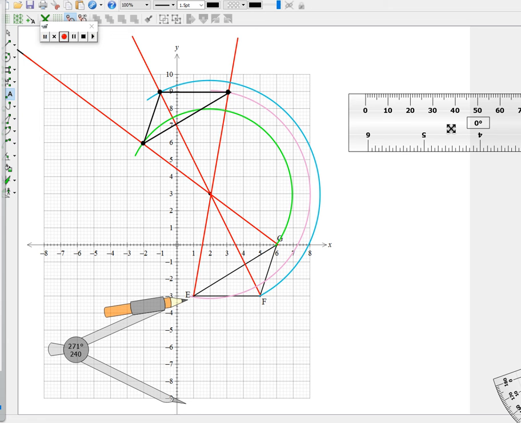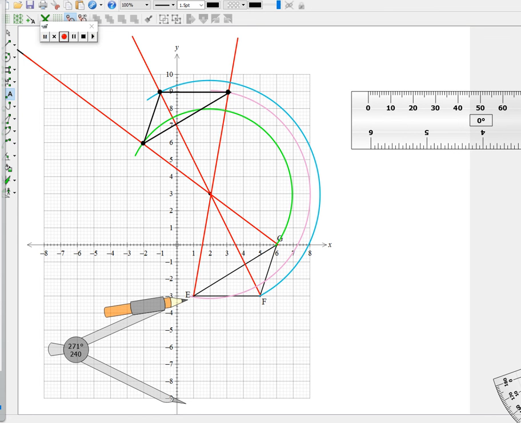So there we have it. That's triangle EFG rotated by 180 degrees.